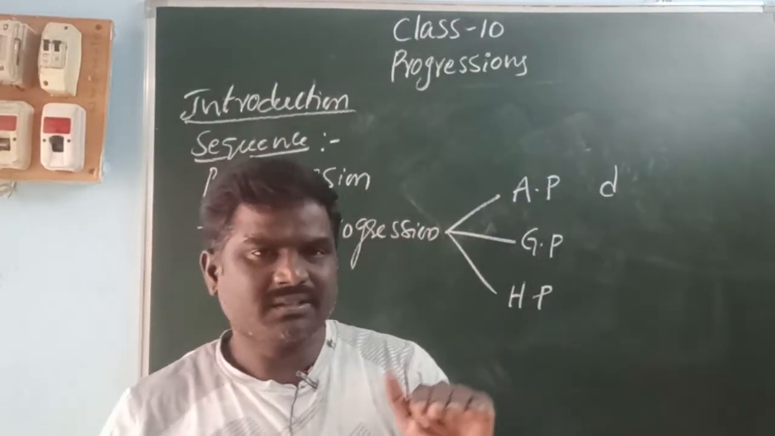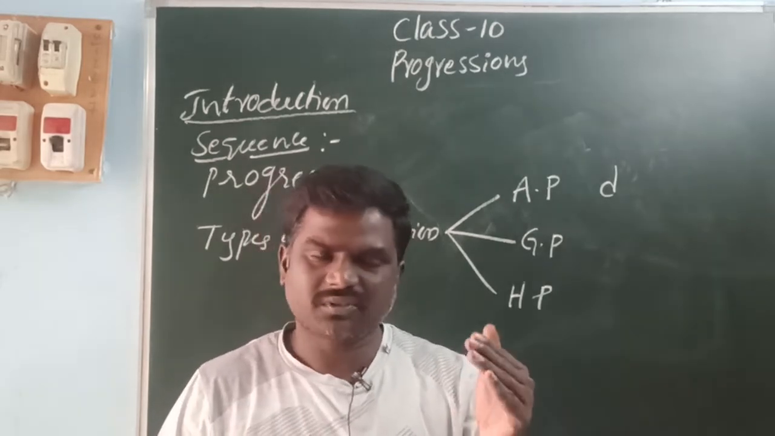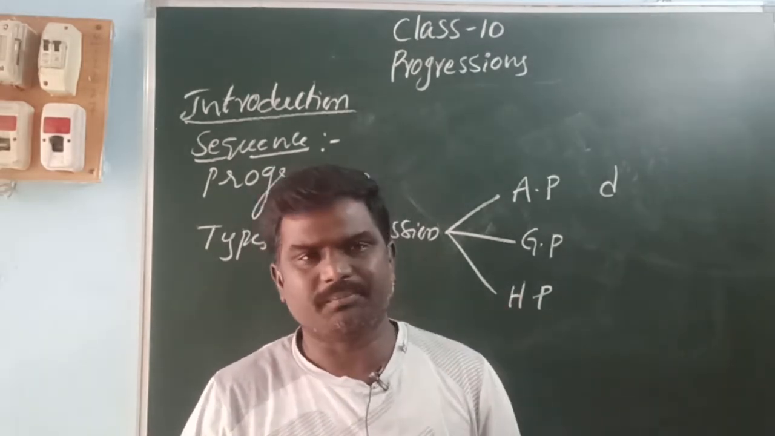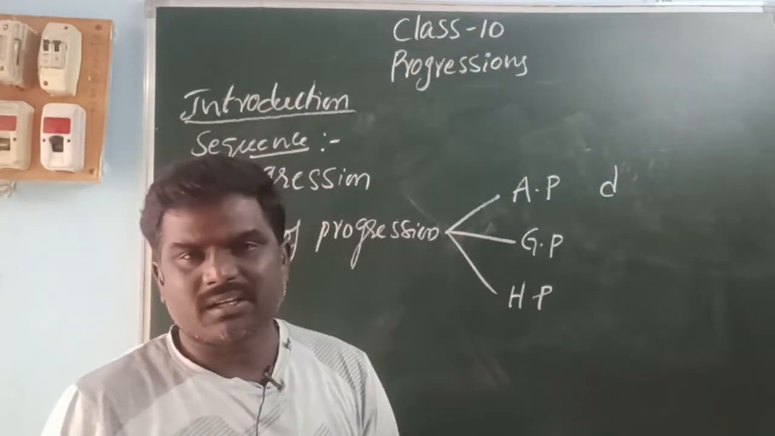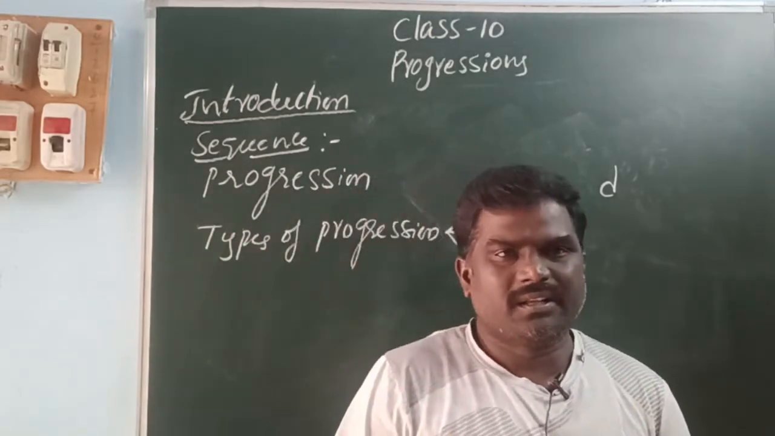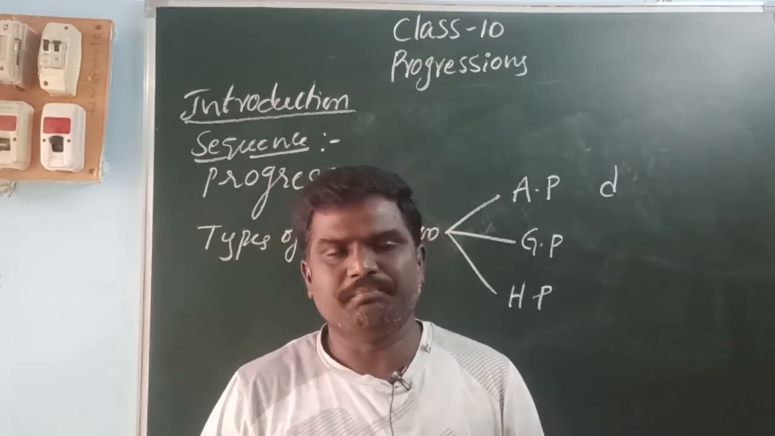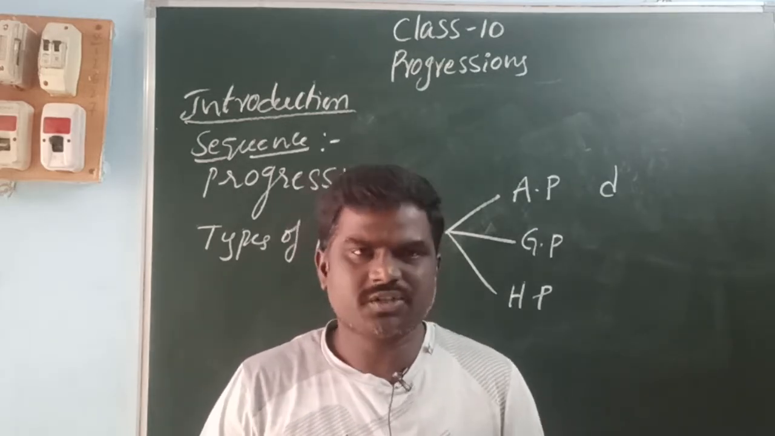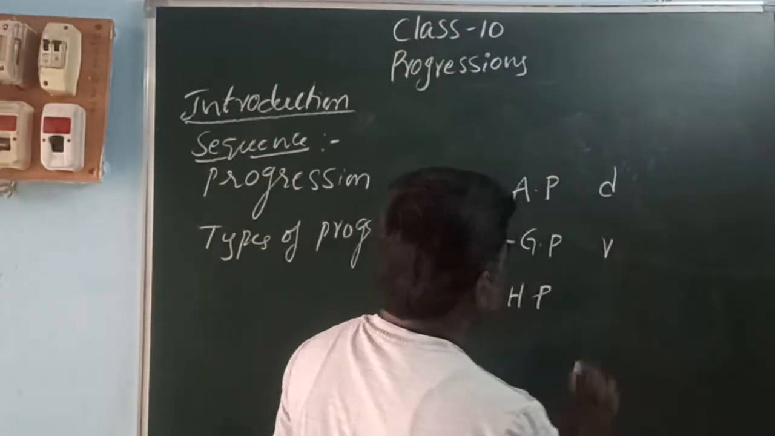In a progression, the elements, the numbers, are called terms: first term, second term, third term, fourth term and so on, nth term. Geometric progression means the common ratio is the same. Common ratio means the ratio between any two consecutive terms is the same. We can get the constant, and that constant is called the common ratio. So here the common ratio is what?